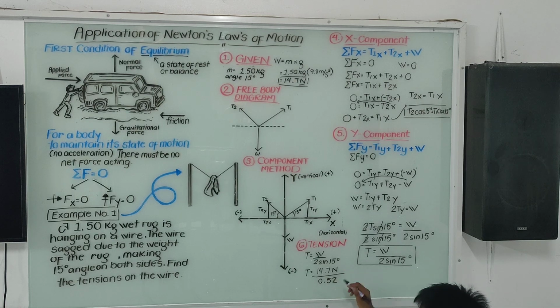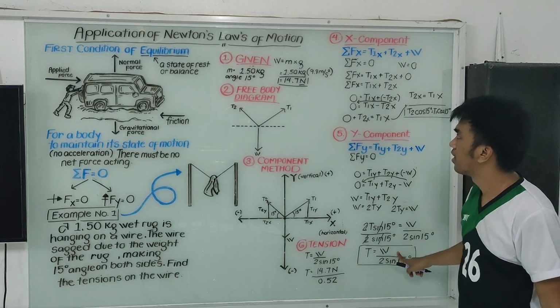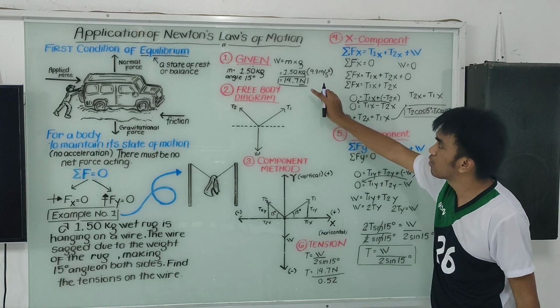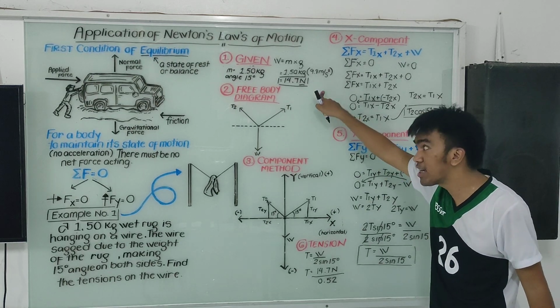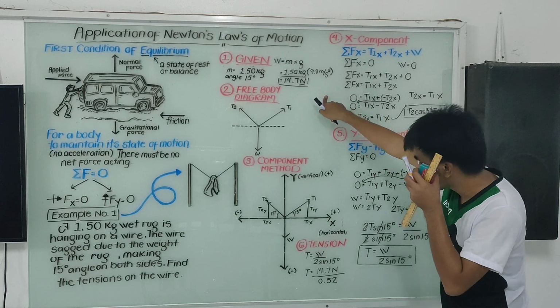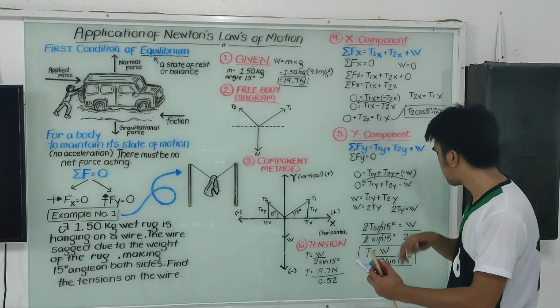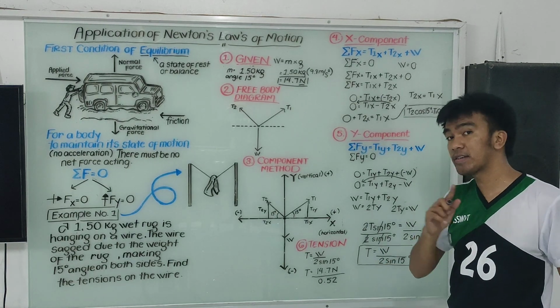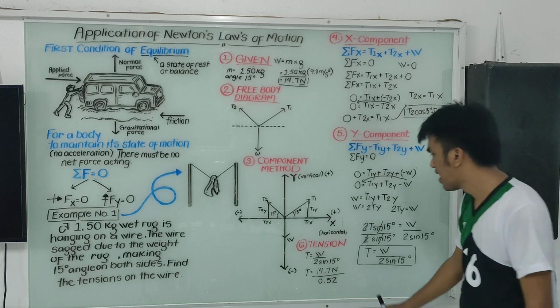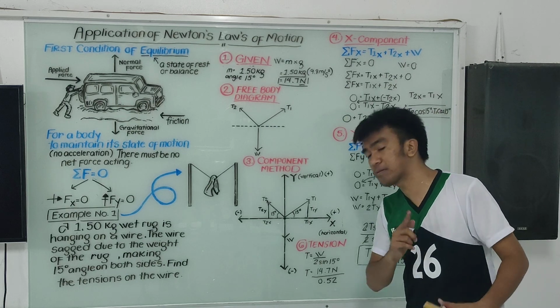So if you will ask me, sir, how did we come up with the weight? The weight of the wet rag is 14.7 newtons from the given, since we computed for the weight of the rag here. And then 2 sine 15 degrees, when you use your calculator, the answer will be 0.52, no unit. And then tension is equal to 14.7 newtons divided by 0.52.